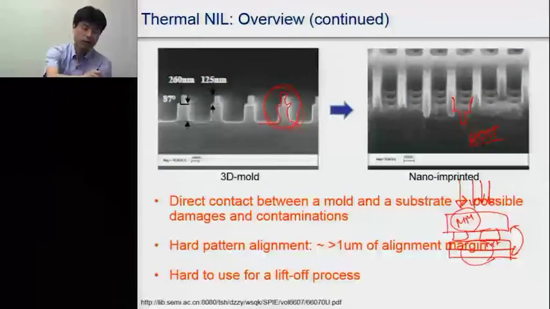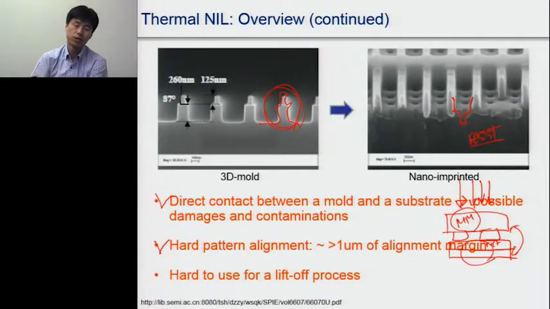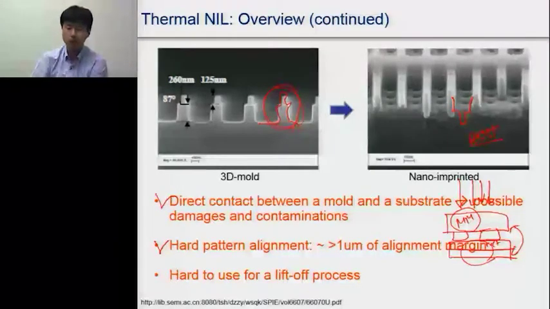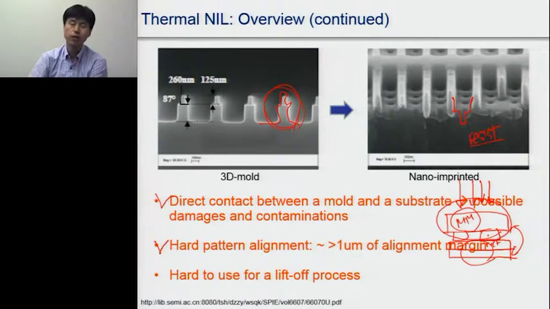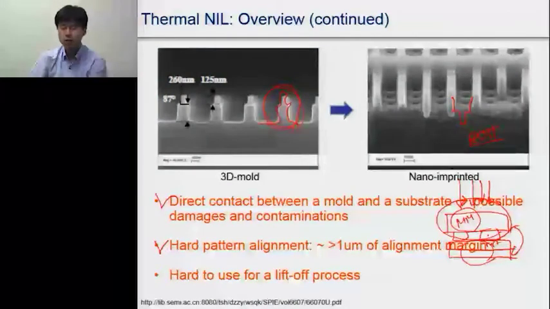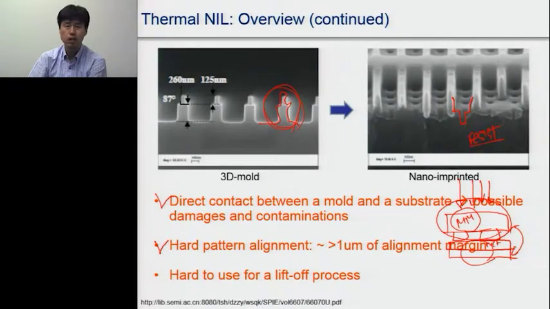And as I briefly mentioned in the previous slide, the master molds for thermal nano-imprinting are mostly made out of silicon wafer, which is not transparent.